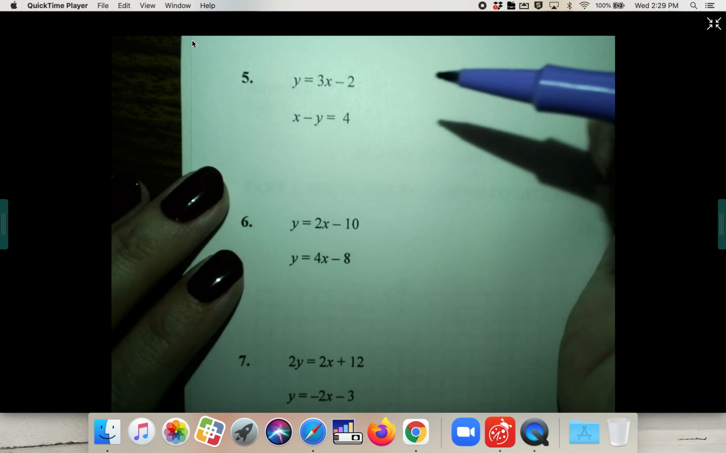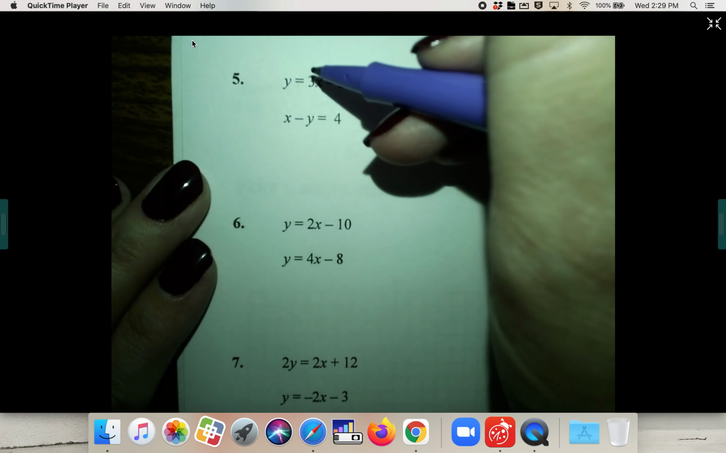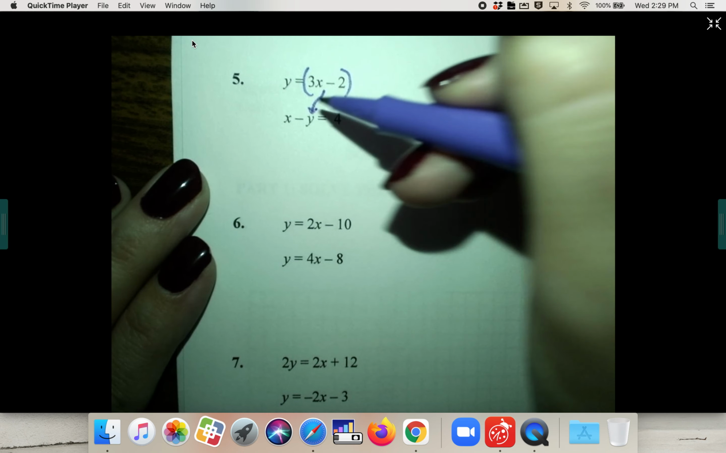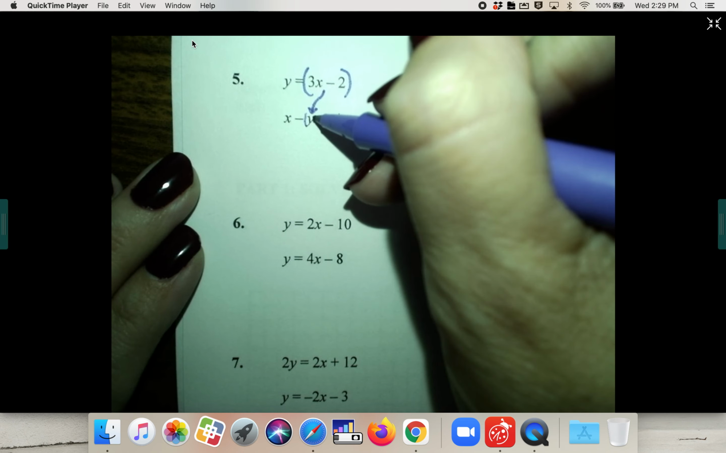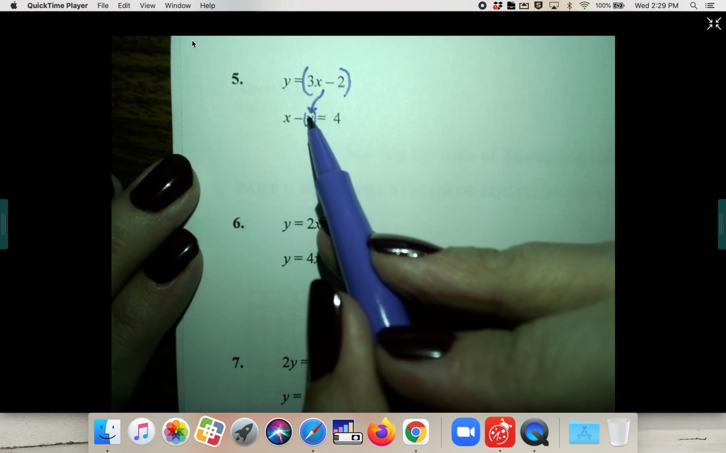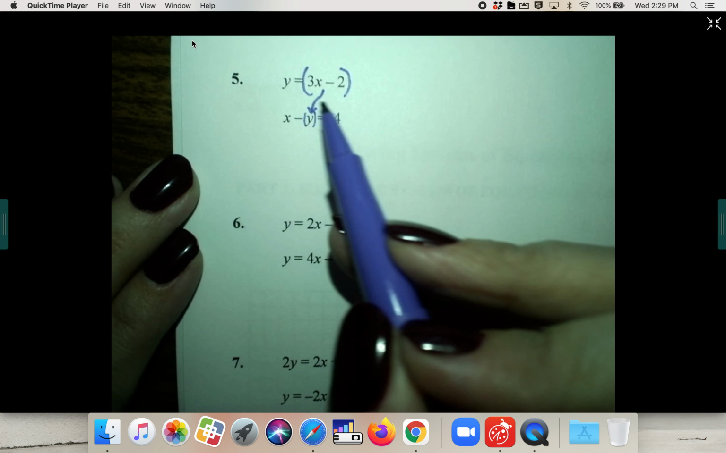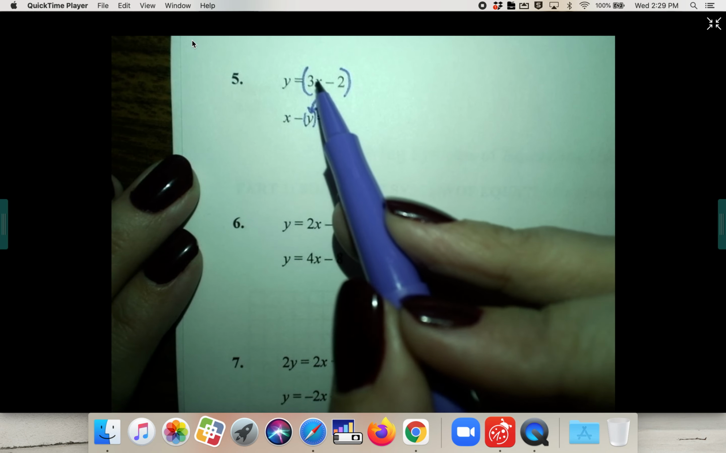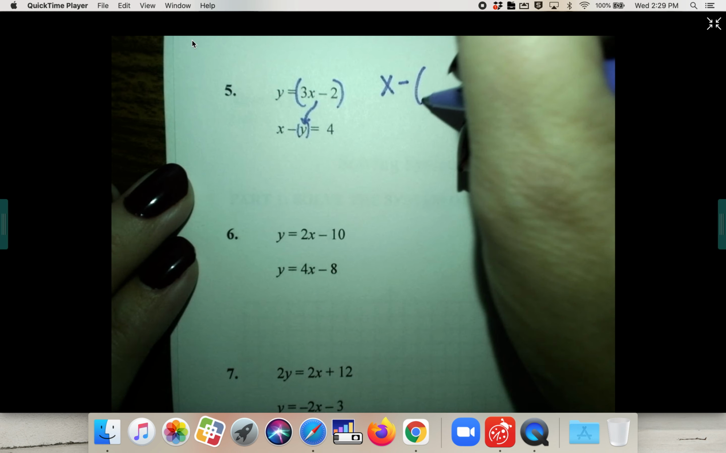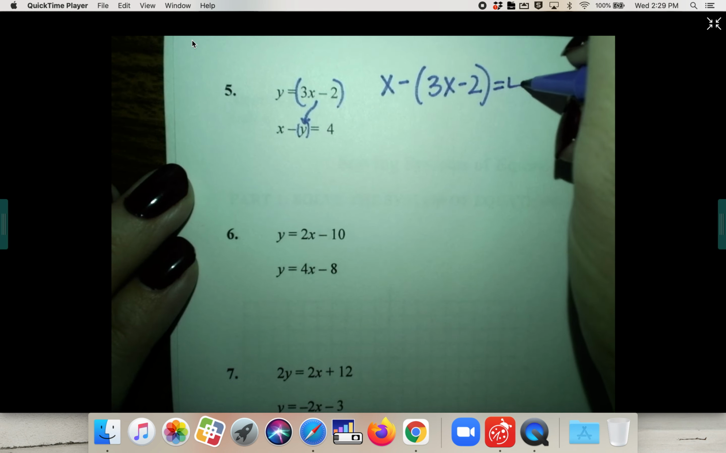All right, you have to get either x or y by itself, and I see in the top one we've already got y by itself, so I'm going to grab what it says y equals, and I'm going to plug it right here in for y. The reason I'm putting it in parentheses is because this is going to be a negative that's going to get distributed by everything inside the parentheses. So I'm going to rewrite this bottom equation, but instead of y, I'm going to plug in 3x minus 2 to substitute it in. So x minus parentheses 3x minus 2 equals 4.